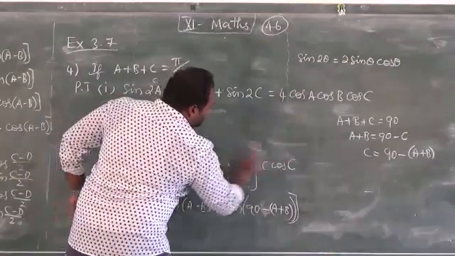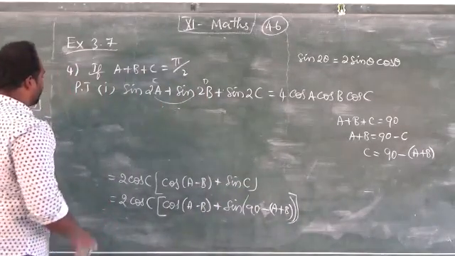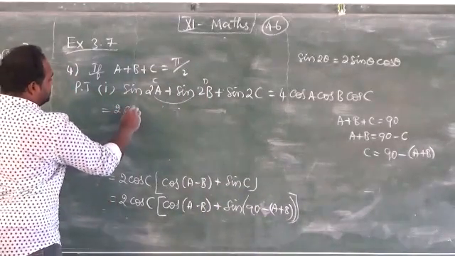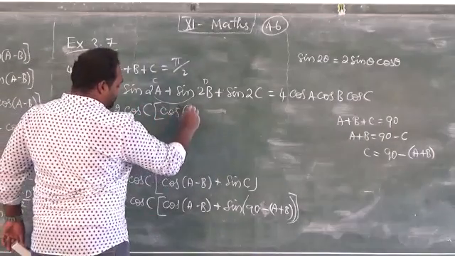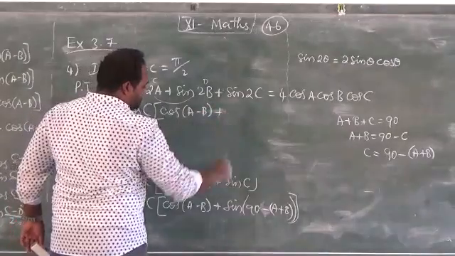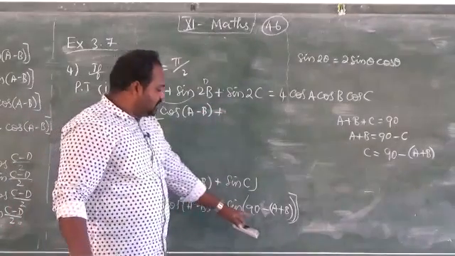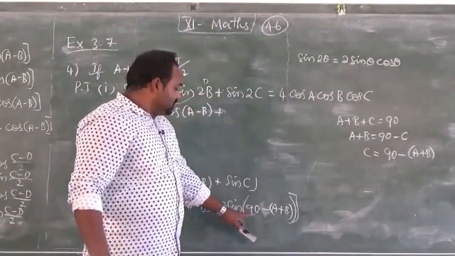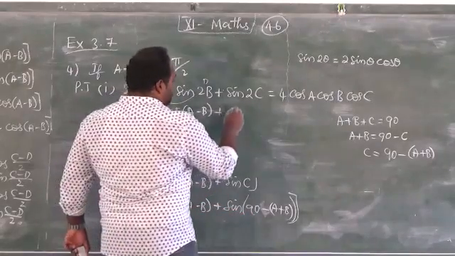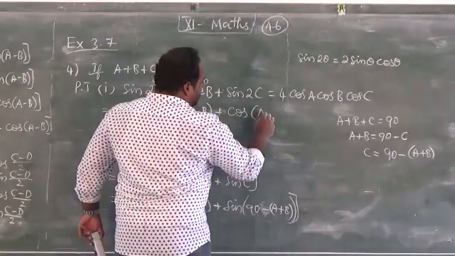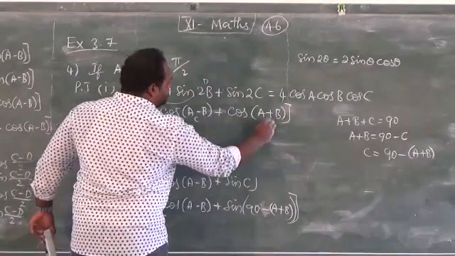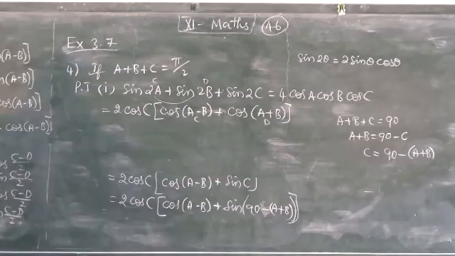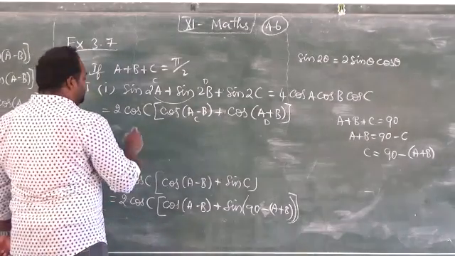The next step is 2 cos c as it is into cos of (a minus b) plus sin of 90 minus (a plus b), which is first quadrant, there is no sign change. Because of 90 we have to change it into cos (a plus b). So here we have cos c plus cos d formula, the third one: 2 cos of (c plus d) by 2 into cos of (c minus d) by 2.